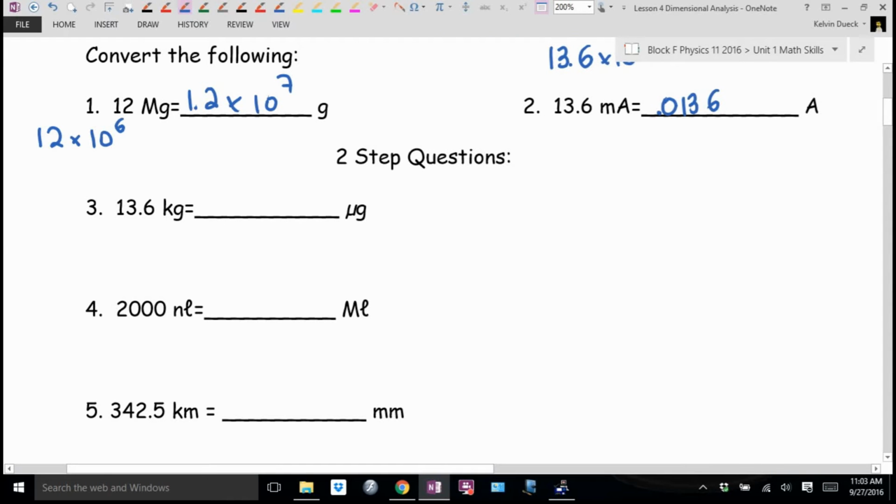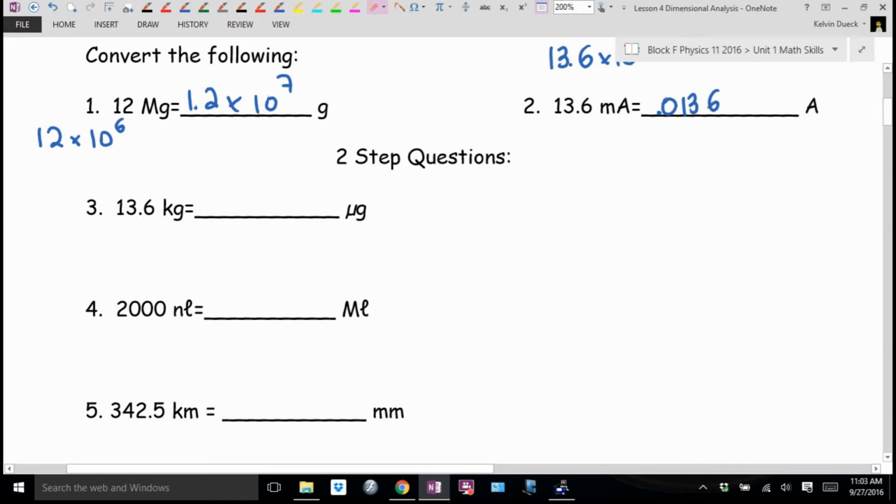What do I mean by a two-step question? Paige, can you see I'm starting with one thing in front of the grams, I'm ending with a different thing in front of the gram. Two steps. I'm starting with one thing in front of the N, in front of the L, I'm ending with a different thing. Two steps. Starting with one thing, ending with a different thing. Two steps.